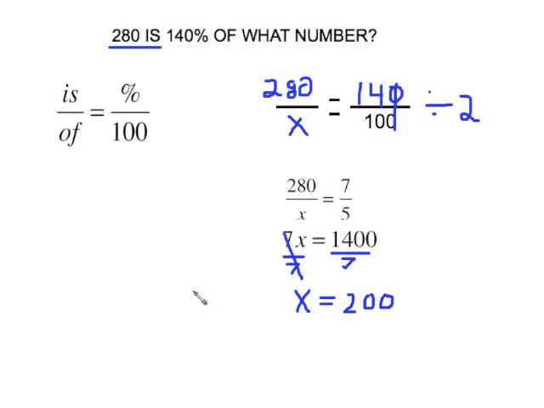So those are the steps for solving a percent problem by using a proportion. Compare with what we did before with solving percent problems by solving an equation. Decide which method you like and then stick with it.